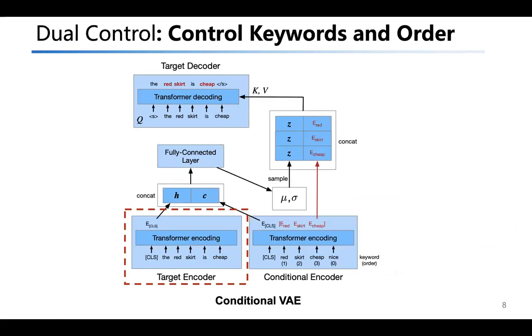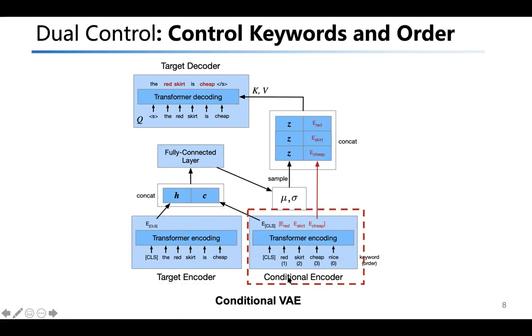First, let's go to the conditional VAE that controls the keywords and their order in generated text data. First, we have a target encoder to encode the ground truth text data into a latent space. Here we use a special token, motivated by BERT, to learn the embedding of the whole sentence. The second part is the conditional encoder. We try to encode both the keywords and their order into the latent space, then get the embedding of the keywords and their order.